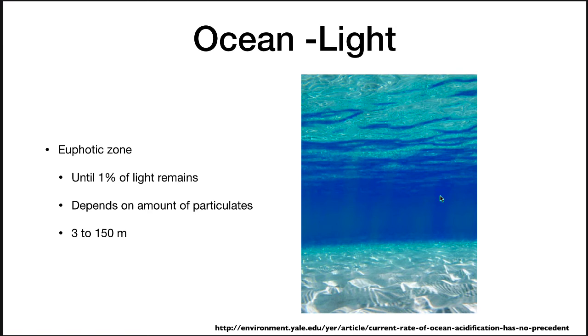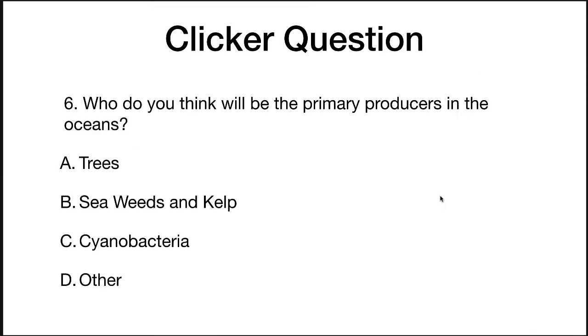The ocean also has light. There is a euphotic zone. This is the zone where light penetrates the surface of the ocean all the way down to where 1% of light remains. It depends on the amount of particulates, and it can be anywhere from 3 to 150 meters. This light will be used by organisms in the ocean. Who do you think will be the primary producers in the oceans?